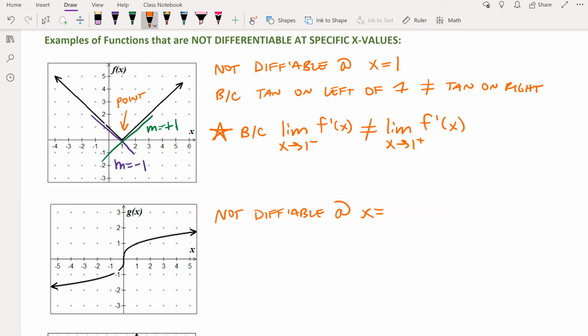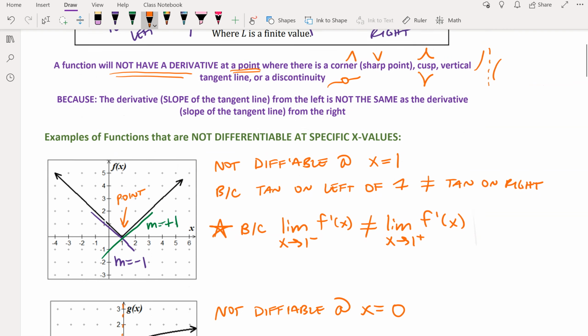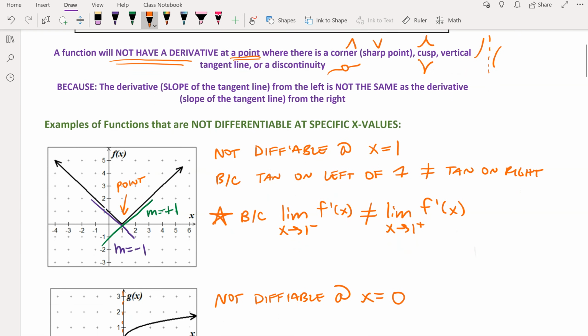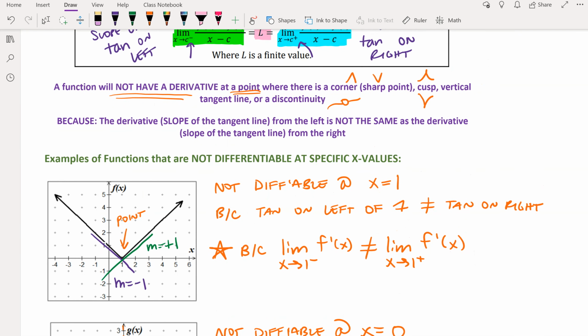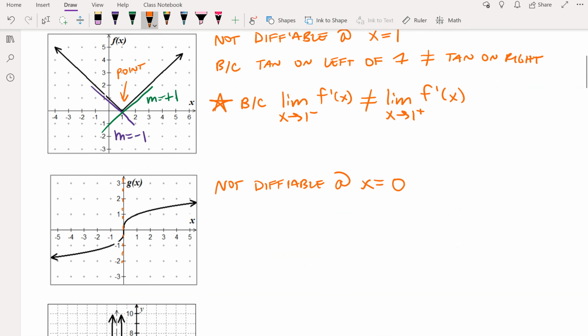X equals 0. Why is it not differentiable at x equals 0? Because we have a vertical tangent. Oh shoot, y'all, on vertical tangent line, I drew a vertical asymptote. Vertical tangent line would look like this. Right here, the tangent is vertical. I just realized that. Sorry.